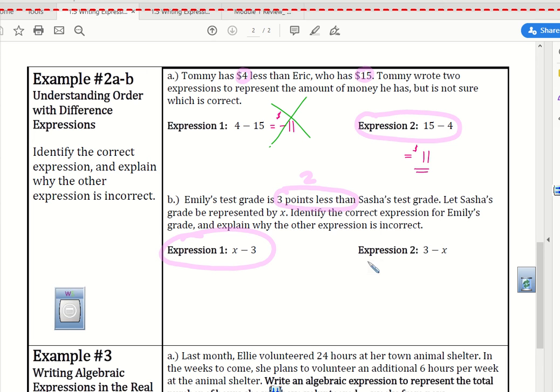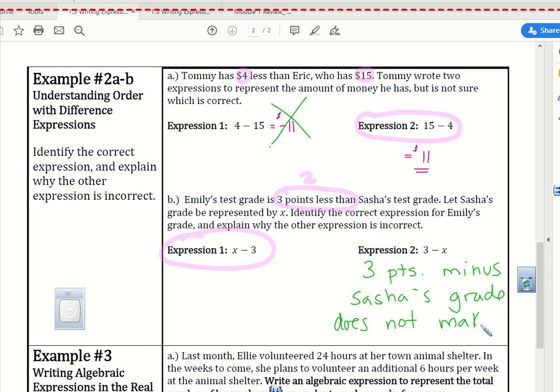Just go ahead and write 3 points minus, that's what this says, 3 points minus Sasha's grade. Does not make sense. Okay. So if her grade is X, we are subtracting 3 from X.